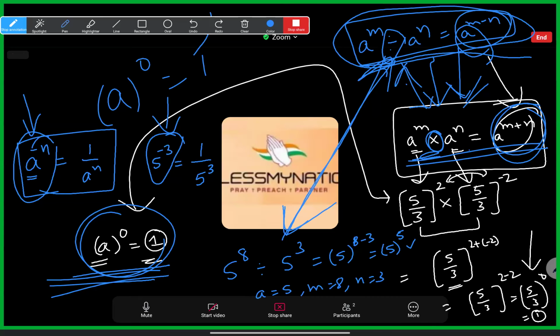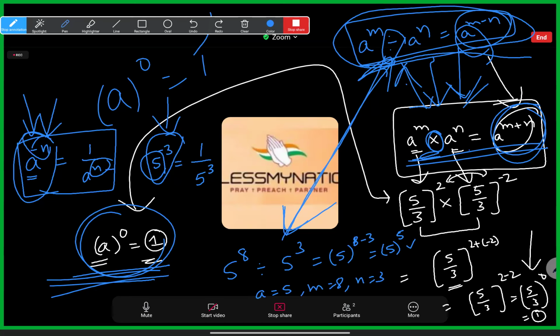Students will make one mistake as well. Here, this base 5 also, they will write with a minus by mistake. That will not become negative. If this power is negative, it will become positive here. If it is positive, it will become negative.